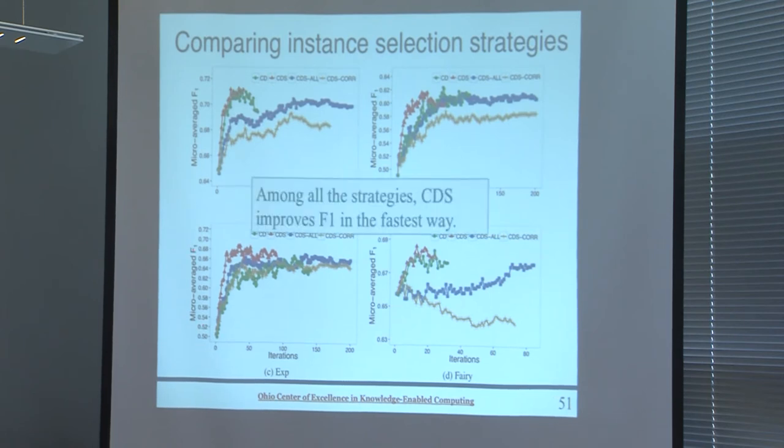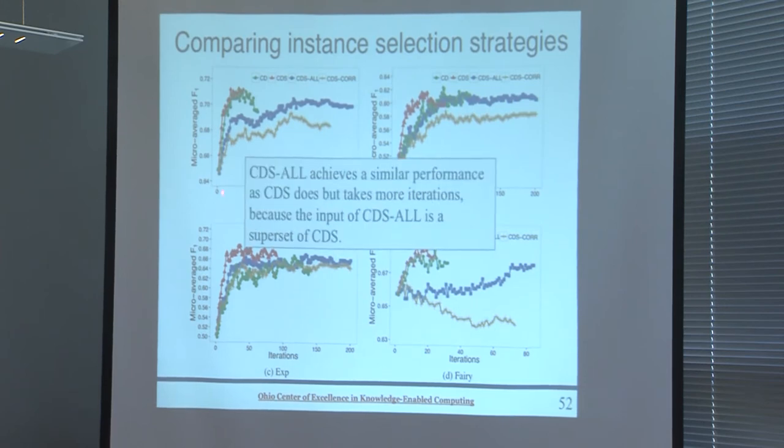First, among all these different selection strategies, CDS improves the F1 in a fast way. CDS is the red line here, and you can see CDS improves in the fastest way. If we compare CD, which is the green line, versus the CDS, we can see that CDS improves faster than the CD, because with the S part, the similarity, we are focusing on the test instances that the classifier is uncertain about. So we're very focused, trying to improve the performance. That is why, comparing CDS and CD, it improves much faster.